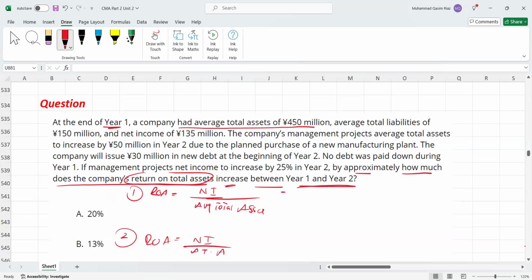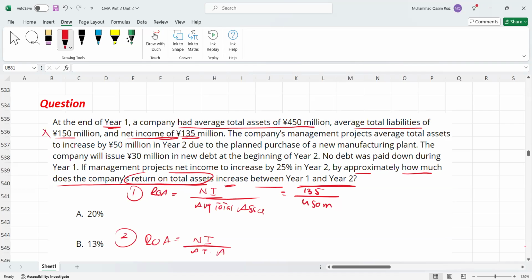So in year one, average total asset, he already told you 450 million yen. Okay, new denominator is given. So what's the numerator? Average total liabilities of 150 million we don't need. We need assets. Assets are given. And net income we need. It's given as 135 million. So net income is 135 million.